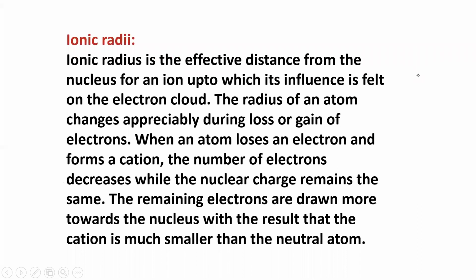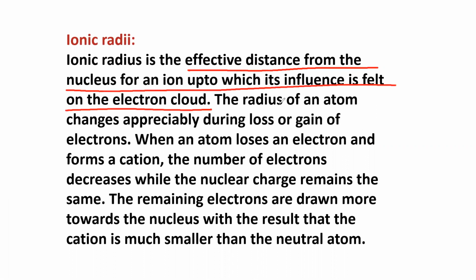Ionic radius. Ionic radius is the effective distance from the nucleus of an ion up to which its influence is felt on the electron cloud. Ion means here sodium ion, lithium ion, so either a positive ion or a negative ion.